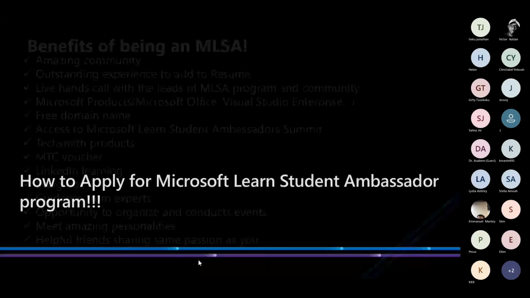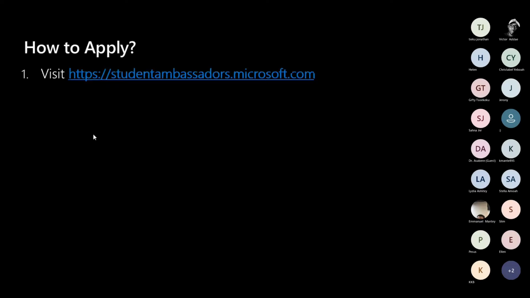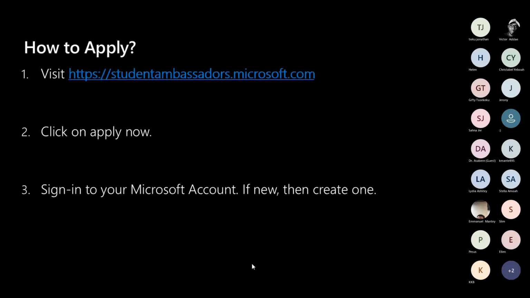How does one apply? One must visit the website studentambassadors.microsoft.com. Once you visit the website, you click on the big blue button called Apply Now. Once you click on Apply Now, you'll be redirected to sign in with your Microsoft account. If you don't have one, create one and use it.